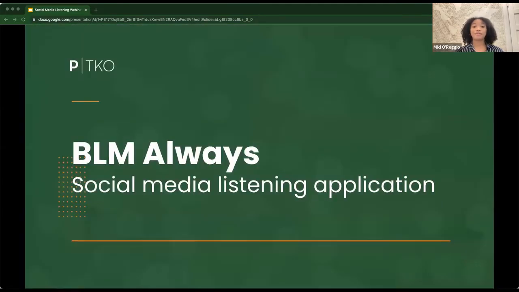Now that we've got all the definitions out of the way, I'll give a concrete example of something I've worked on personally. In addition to my work here at PTKO, I'm also the co-founder of Activism Always, a startup that works to provide social media listening insights to the mission-driven sector. I'm going to share one of our first projects, which we did a little over a year ago, called Black Lives Matter Always.